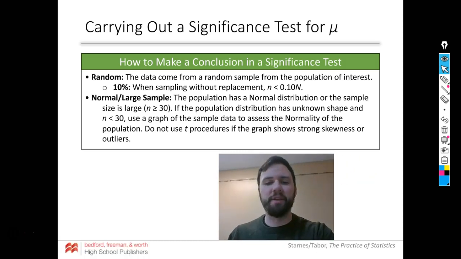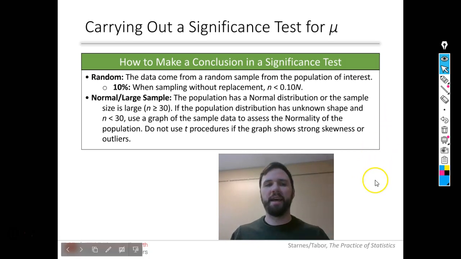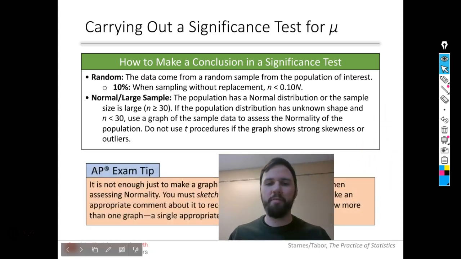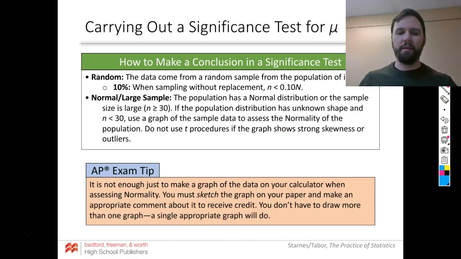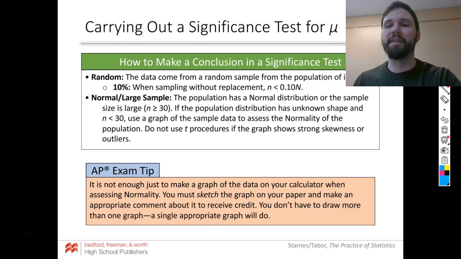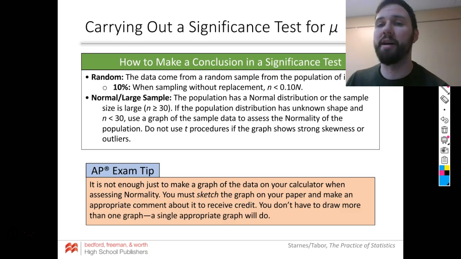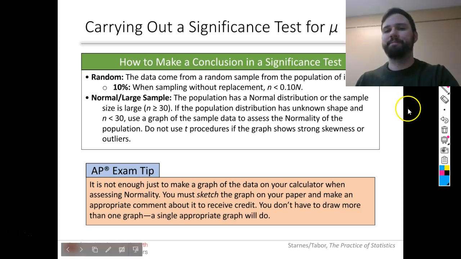I'm going to go relatively quickly through that slide. That should be old hat. That's in your plan, right? Now, for normality, if the sample is not over 30 and it doesn't say the population is normal, you have to sketch the graph on your paper. You can plug the data into your calculator and comment that there are no outliers, or it does not appear to be skewed, so the sample is normal and we can continue on with our test.